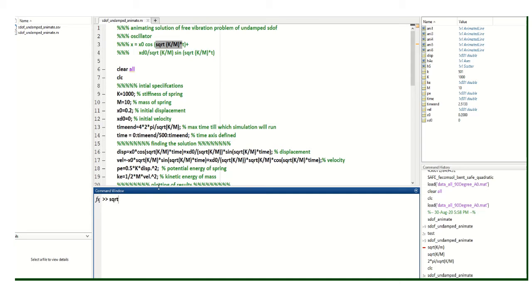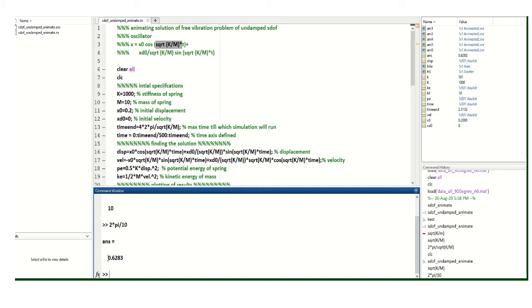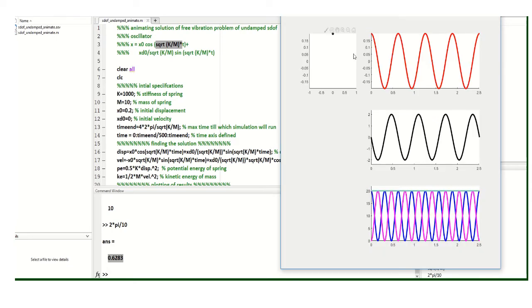So if we try to see what the square root of k by m comes out to be, it comes out to be equal to 10. So this is nothing but omega, which we'll be calling the circular frequency. And what is the corresponding period? I hope you are aware of what the circular frequency is. The corresponding period is 0.6283. Let's see whether you get that much period. Yes, when it completes one oscillation, it is 0.6283.